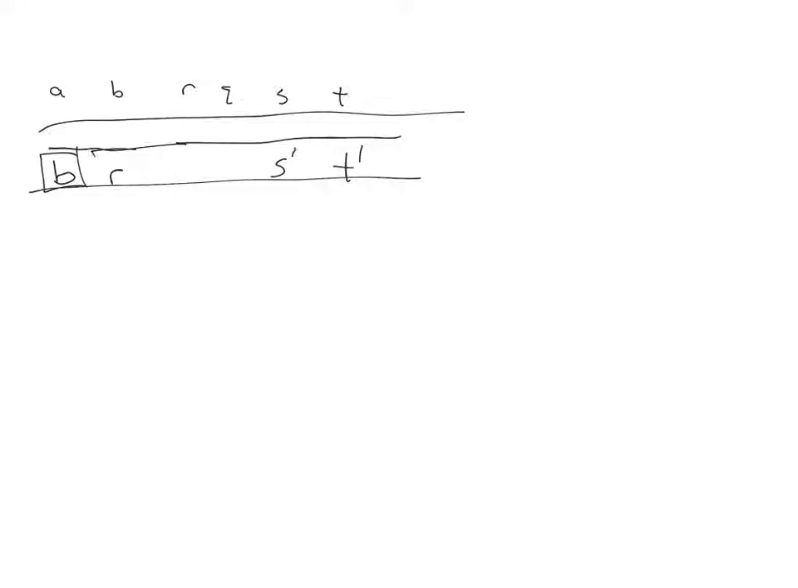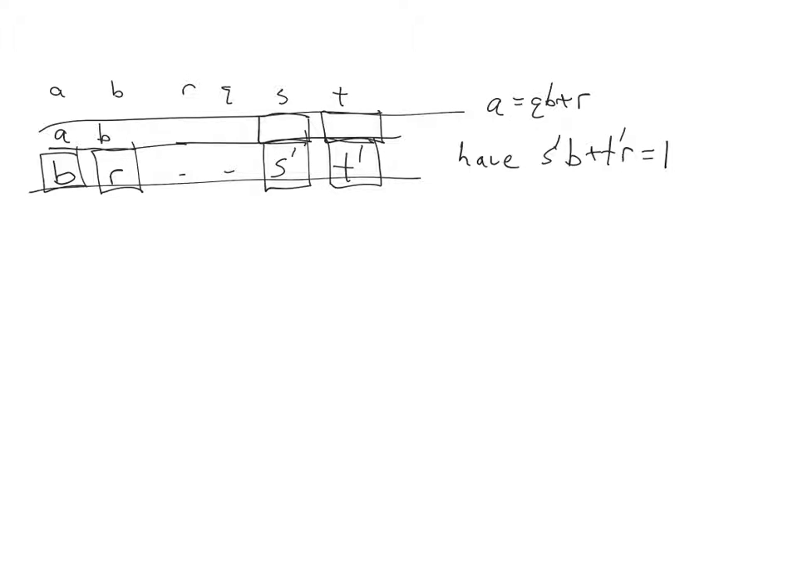So if we have B and R in these columns, doesn't matter what these are, we're assuming here that we have S prime times B plus T prime times R is equal to 1. And what we want to get is these for the numbers that I'll call A and B. Of course, we're also assuming that A is equal to QB plus R here. It's the relationship between these three numbers. Okay, so it's pretty simple once we get the right idea. And the right idea is simply to say that R is equal to A minus QB.